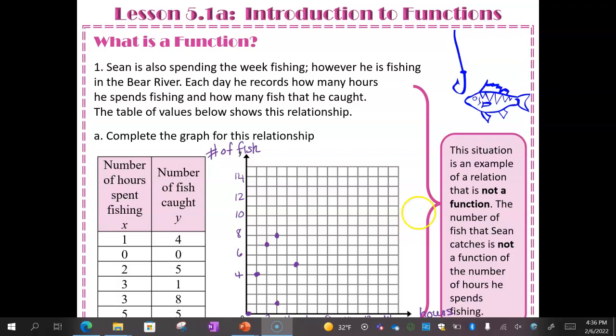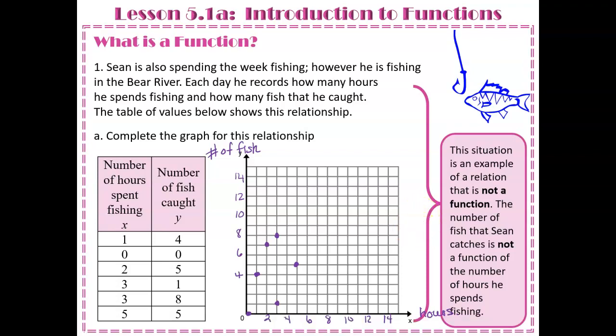So if you take a look at this, this is an example of a relation that is not a function. So if you're looking at the table of values and you see that you have a repeating x value, that's one tip off that this is not a function. But if you look at the graph and you see if I draw a vertical line right here, it crosses 2 points. If a vertical line drawn anywhere on that graph crosses more than 1 point, this is not a function. That means that the hours that he spent fishing are really no prediction of the number of fish that he caught. All right, let's move on.